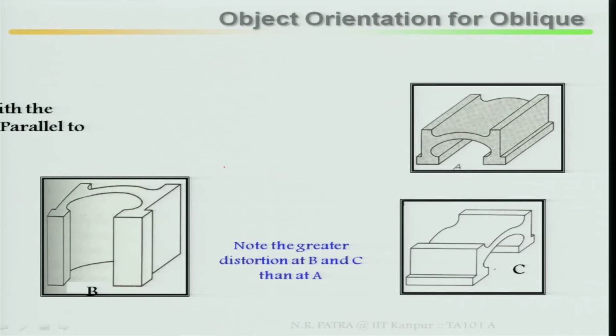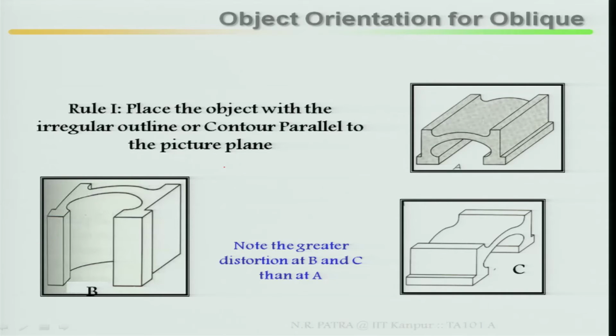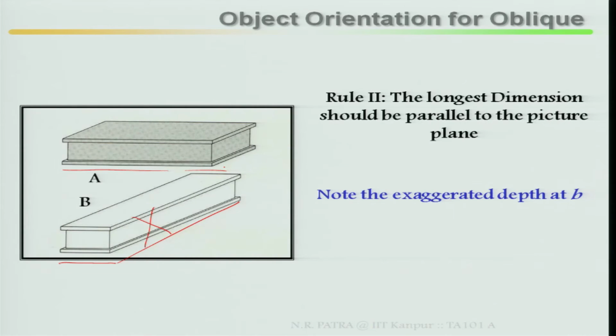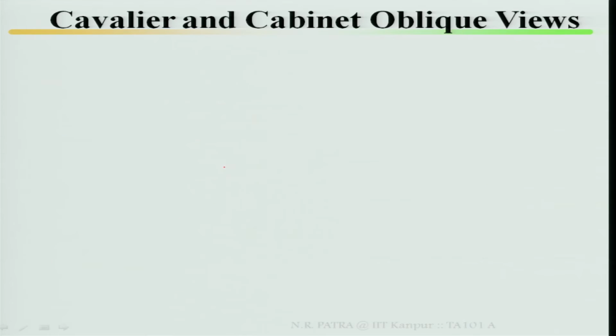Once again, rule 1: place the object with irregular outline or contour parallel to your picture plane. Rule 2: the longest dimension should be parallel to the picture plane. So, these are the two rules you have to follow in case of oblique drawing.